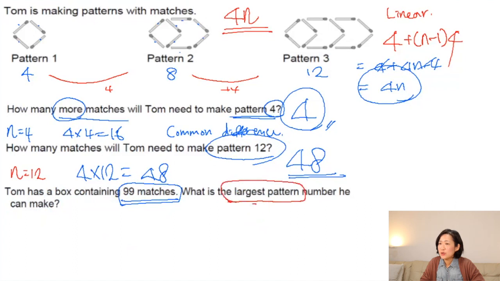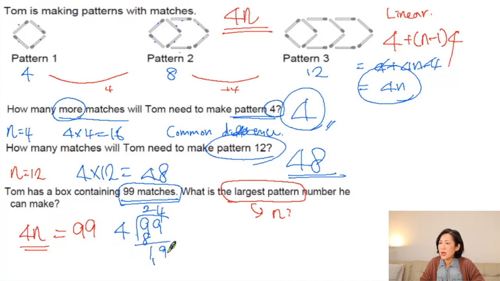That means you need to find the n where the total is less than 99, right? For example, your pattern is 4n. That gives you the total number of matchsticks, but it must be less than 99. So 4n is less than 99. It's not equal to 99 because 99 is not a multiple of 4. So try to figure it out. If you divide 99 by 4, what could your answer be?